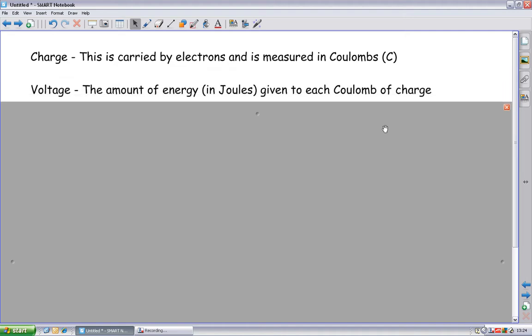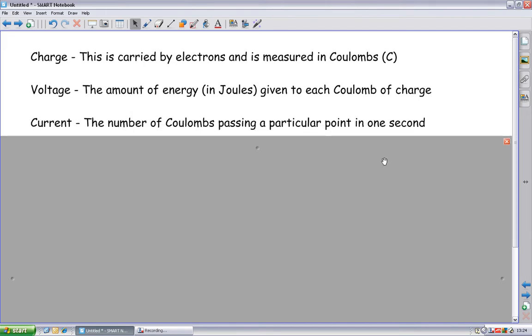Voltage is the amount of energy in joules given to each coulomb of charge. So if I give each coulomb of charge 6 joules, then that means that the voltage is 6 volts. If a resistor removes 6 joules of energy per coulomb of charge, then that resistor is using 6 volts.